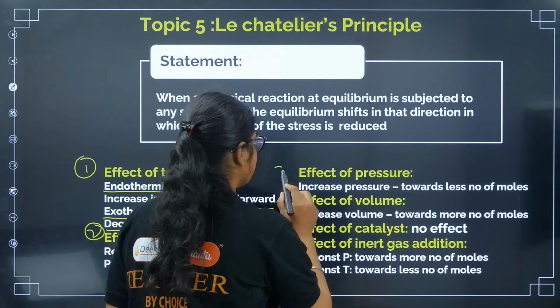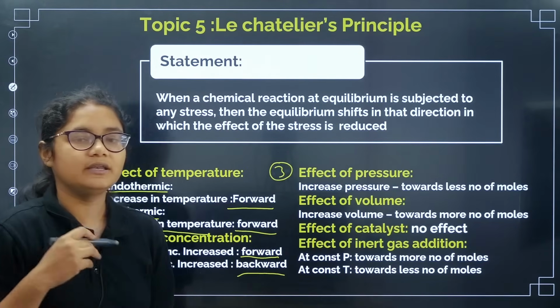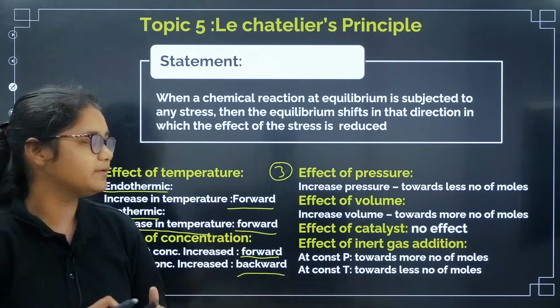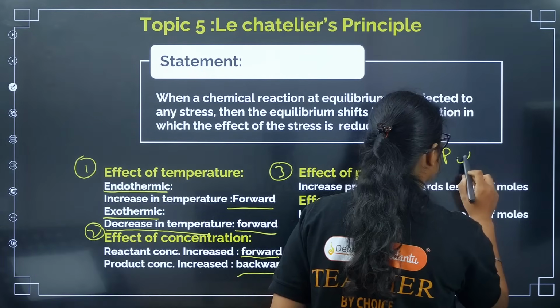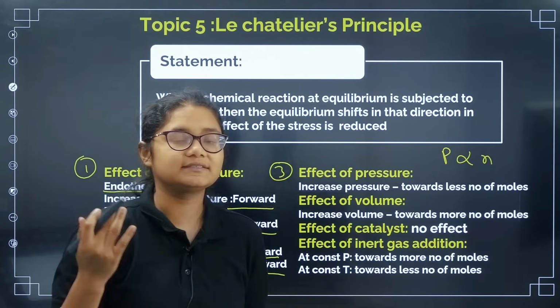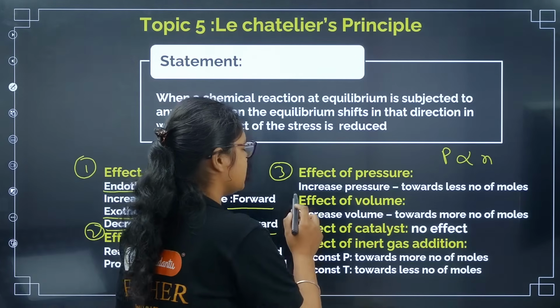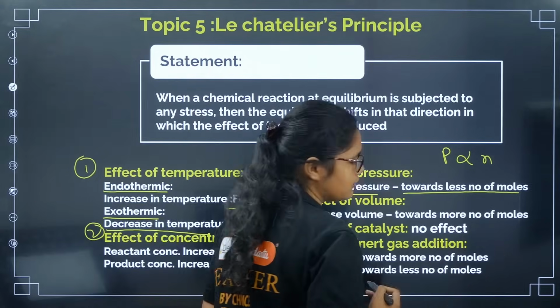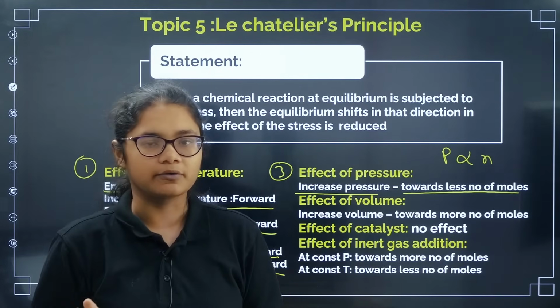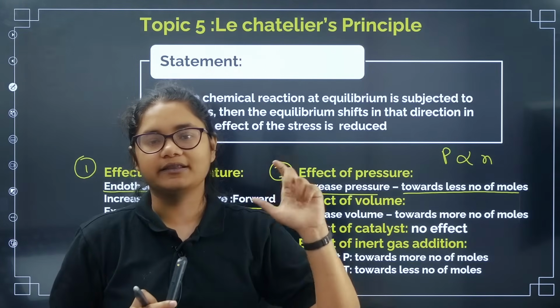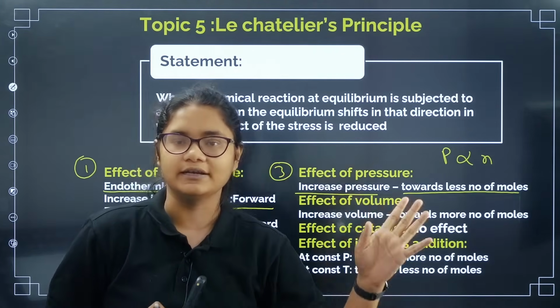Then third one is effect of pressure. So, here if you increase the pressure, then the reaction will try to decrease the pressure, and we know pressure is directly proportional to the number of moles. So, whichever side has fewer moles, the reaction will shift to that direction. Okay. So, if there is an increase in pressure, it shifts towards fewer moles. Here there is no forward and backward. You have to just count the total number of gaseous moles. Whichever side has fewer gaseous moles, the reaction will go that side.